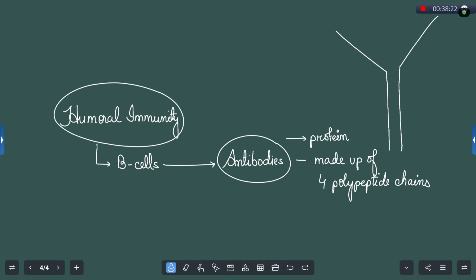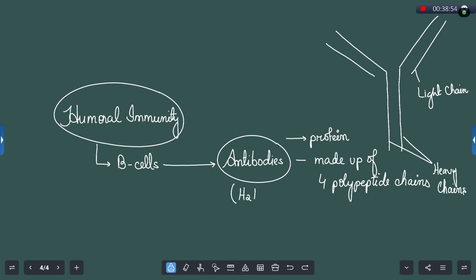Their weight is as high as about 50 kilodaltons. These are the heavy chains, and there are 2 of them. And they have 2 light chains. So antibodies are represented by H2L2: two heavy chains and two light chains.